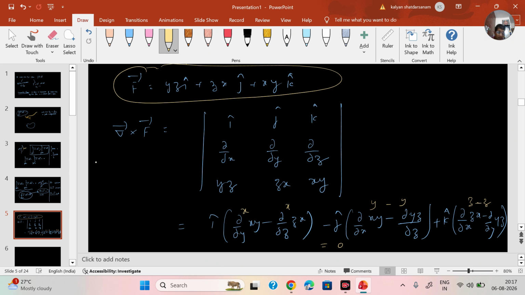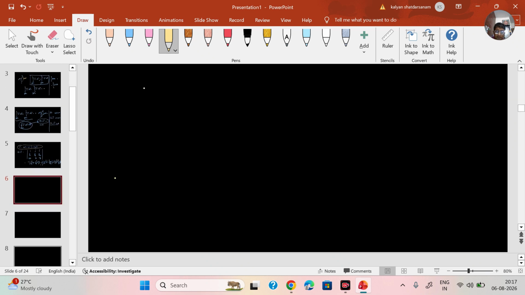Now, I want to tell you some golden rules. First, a constant force is always conservative. When I say constant force, neither its magnitude nor its direction should change. That's a constant force. How to prove that it is conservative?